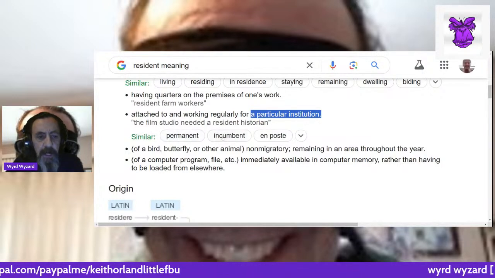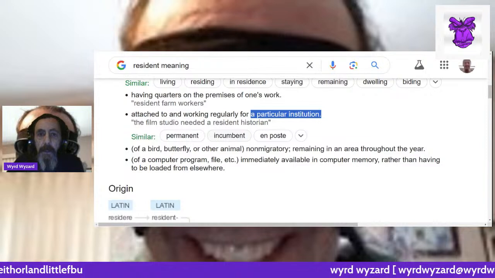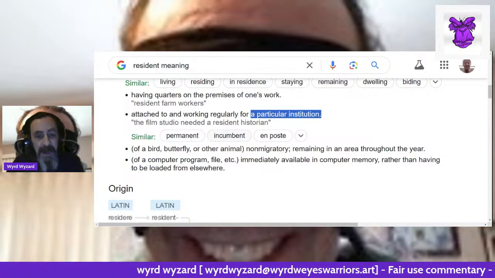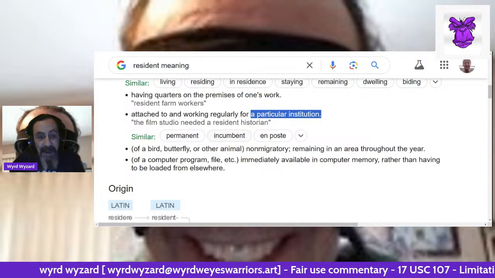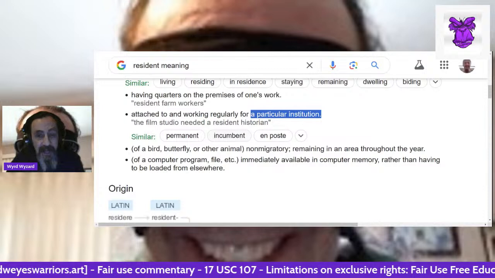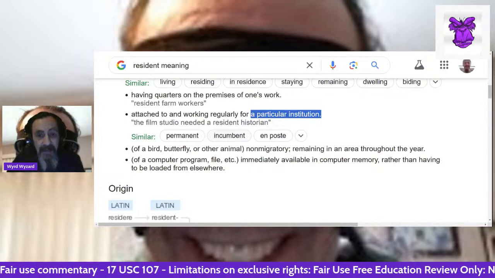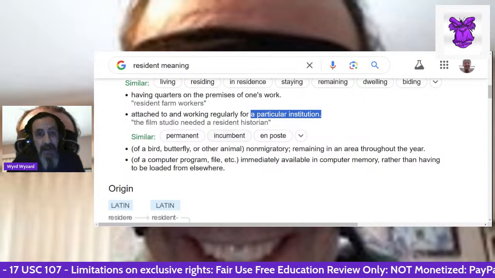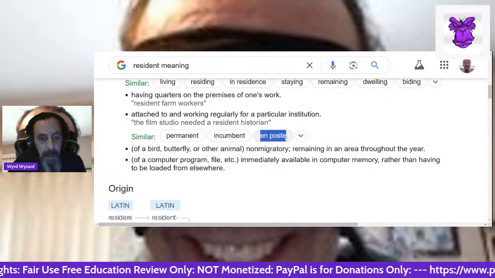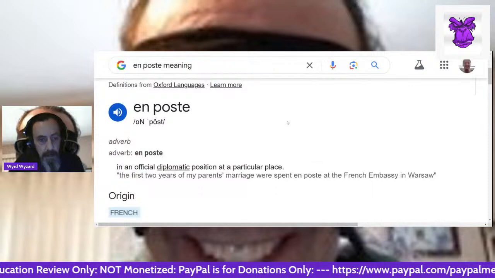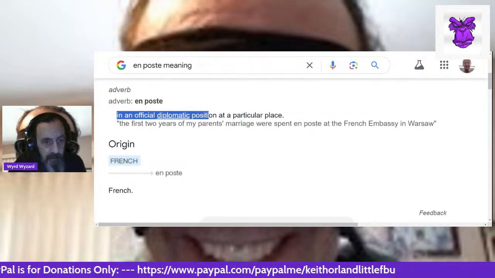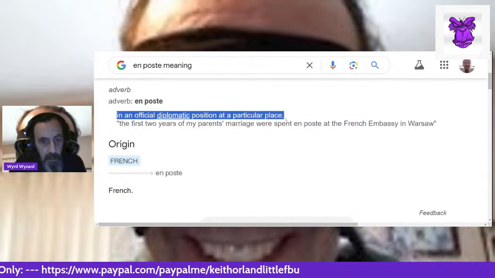Similar is permanent incumbent. You can grow up to be a president someday, Johnny, but first you've got to have that regular working situation for the particular institution that you want to be president of, and that is called residency, Johnny. You have to be a resident first to be president. En post: in an official diplomatic position at a particular place.